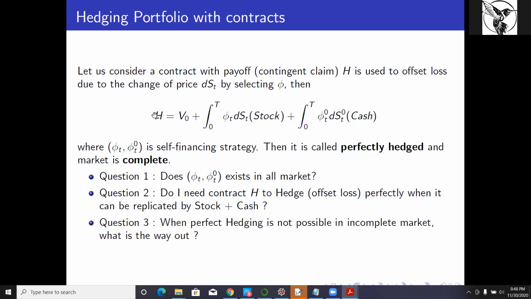So the value of this payoff of the contingent claim is exactly equal to this. And if I can find any self-financing strategy, then I call this market complete. This market is complete, and it is perfectly hedged. It is equal.